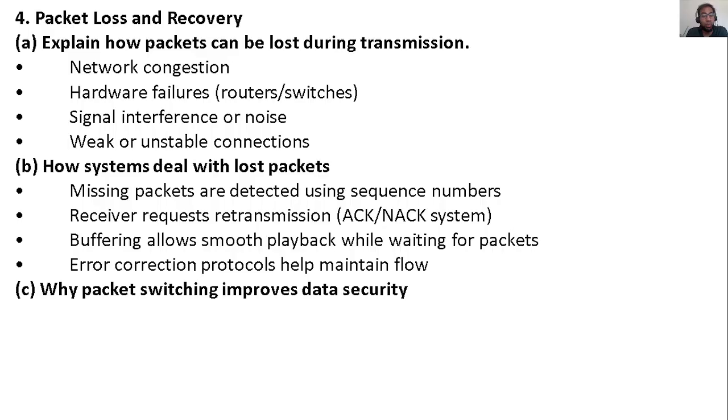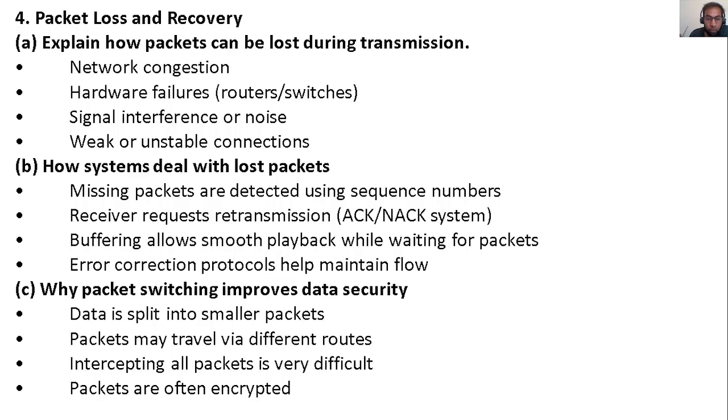It uses the sequence number to reassemble the packets at the receiver, and the receiver requests retransmission if there is any error. And buffering allows smooth playback while waiting for packets. There's a concept of buffering. There's a memory that is stored for the packets, and that allows smooth playback while waiting for the packets. It's just like when you are downloading something and a loading indicator appears. This means that the packet is at the buffering level, in between the downloading process. It hasn't downloaded fully. Correction protocols help maintain flow.